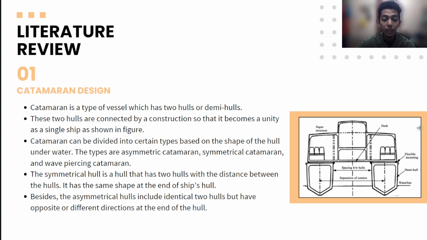The types are the asymmetric catamaran, symmetrical catamaran, and wave-piercing catamaran. The symmetrical hull has two hulls with a distance between the hulls. It has the same shape at the end of the ship's hull. Besides, the asymmetrical hulls include two identical hulls but have opposite or different directions at the end of the hulls.